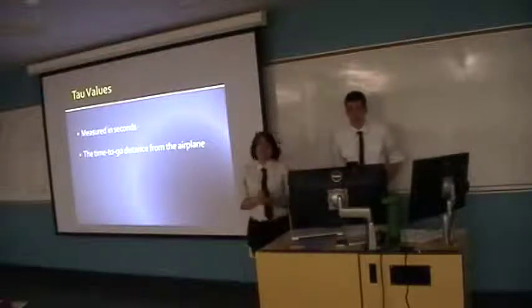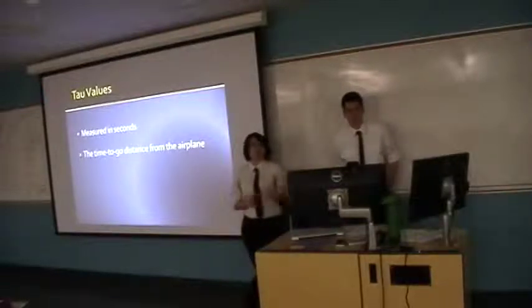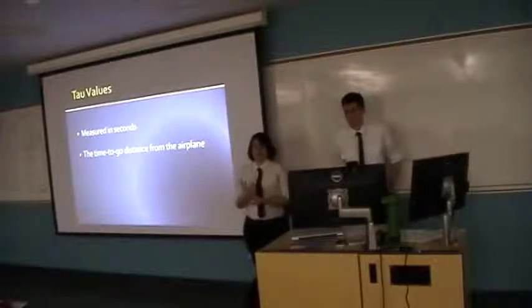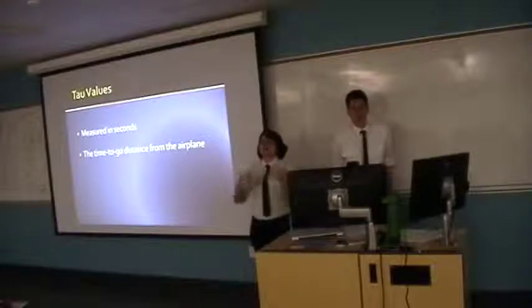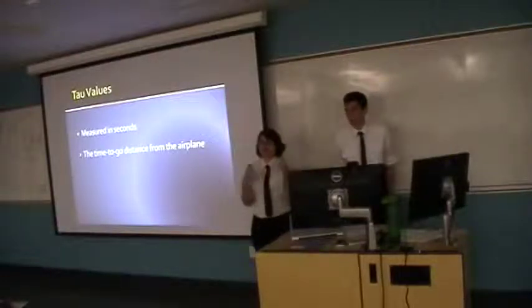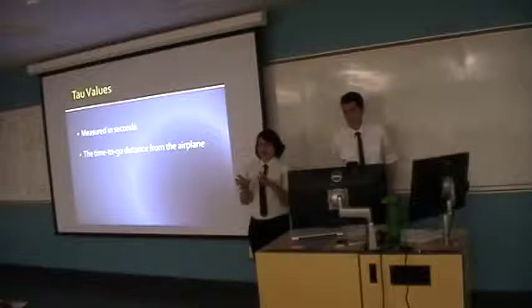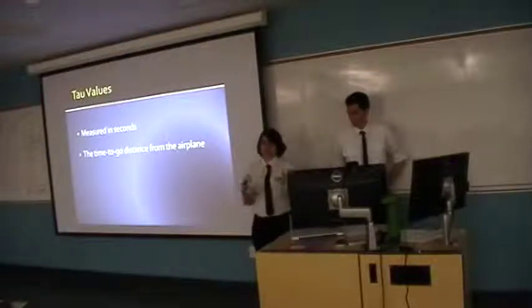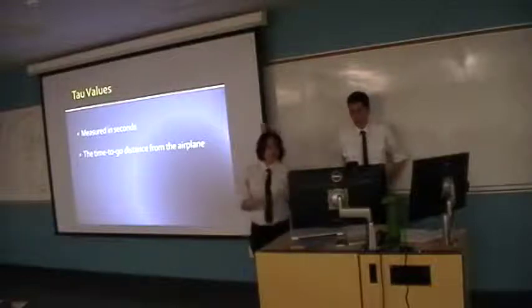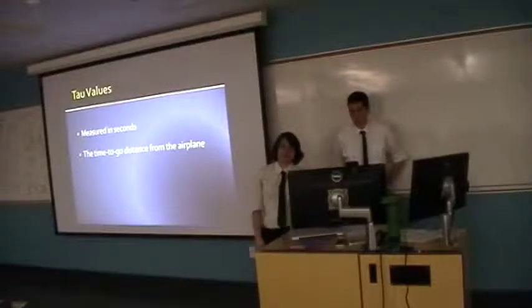So the tau values are, as Gabriel and the rest of my group have said, measured in time. They're actually measured in seconds. So it's the time to go to the distance of another airplane. So if you have an airplane coming at you at say 300 knots, it'll give you a TA if it's 30 seconds away from you, it'll give you the traffic advisory. And then if it's closer, it goes to the resolution advisory.